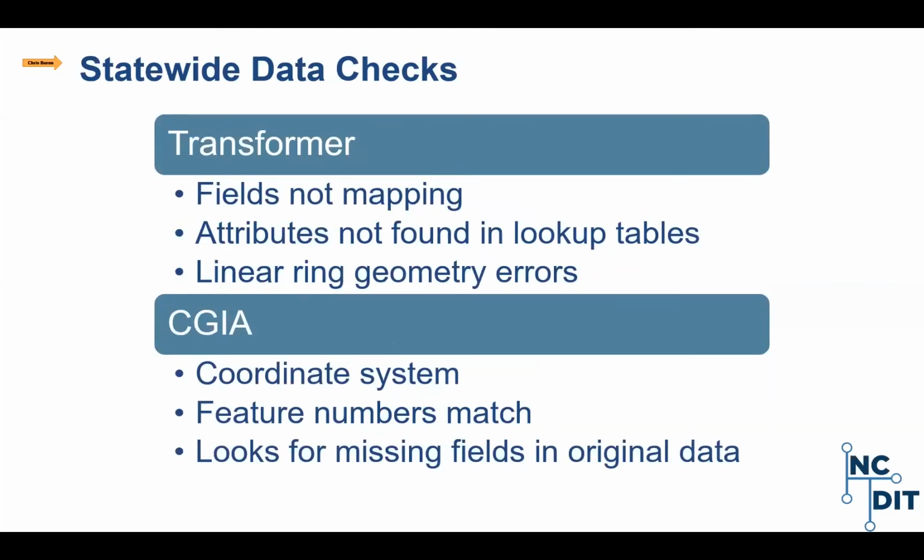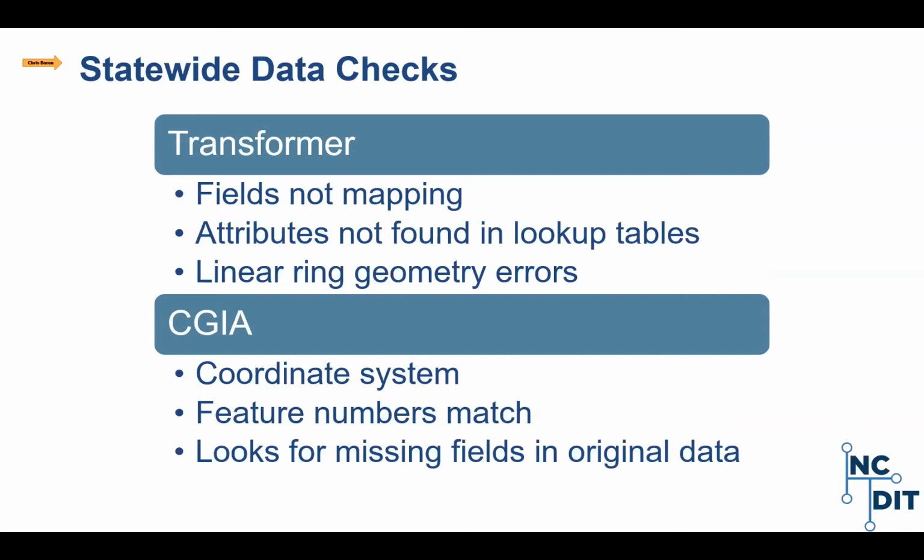These are the checks that occur at the statewide level, again, either by the transformer or CGIA. The transformer reports any translation errors that fall out from the ETL process, whether fields are not mapping, attributes not being found in certain lookup tables, or if there's any linear ring geometry errors. And CGIA looks into these further.